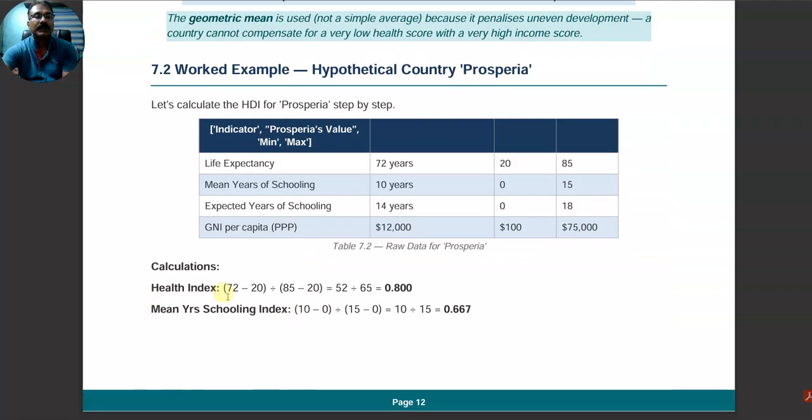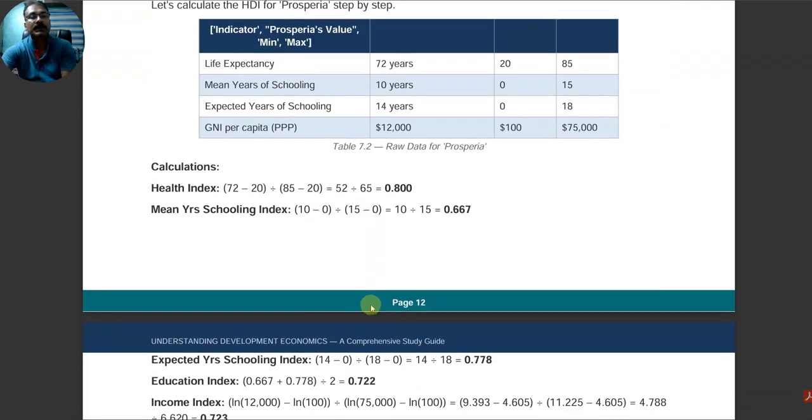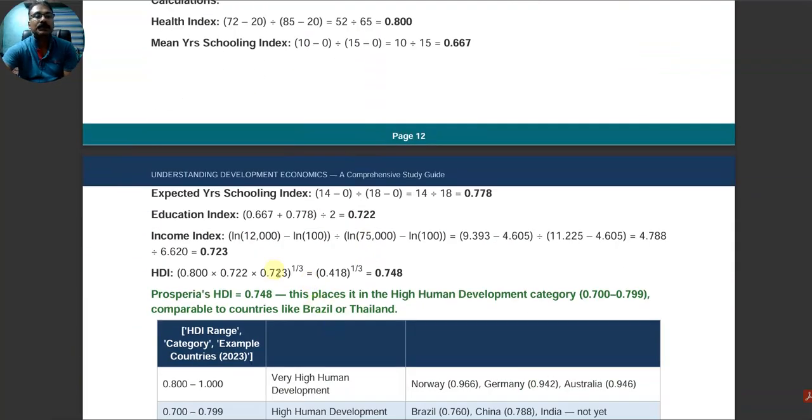Now the health index can be calculated using the formula: actual value minus minimum value divided by maximum value minus minimum value of that series, which equals 0.8. Similarly, for mean years of schooling, using the same formula: actual value minus minimum value divided by maximum value minus minimum value equals this. And for expected years of schooling, actual value minus minimum value divided by maximum value minus minimum value equals this.